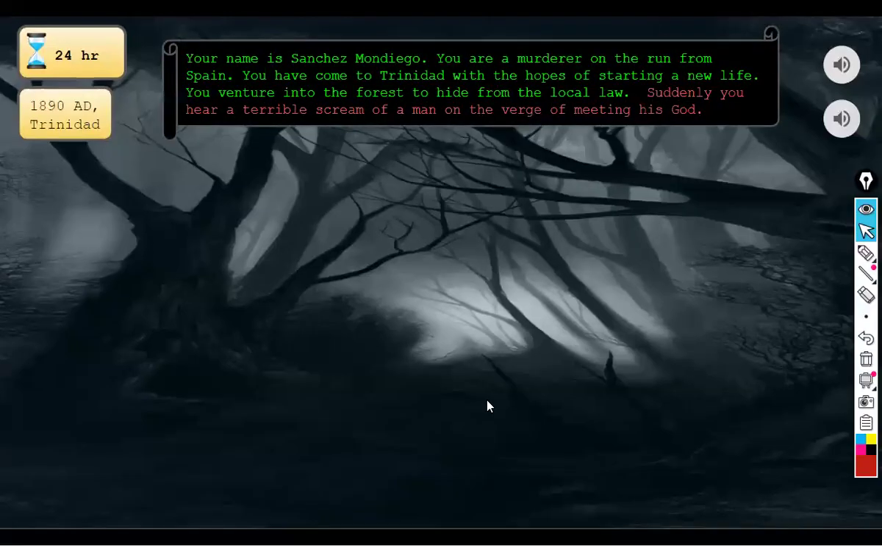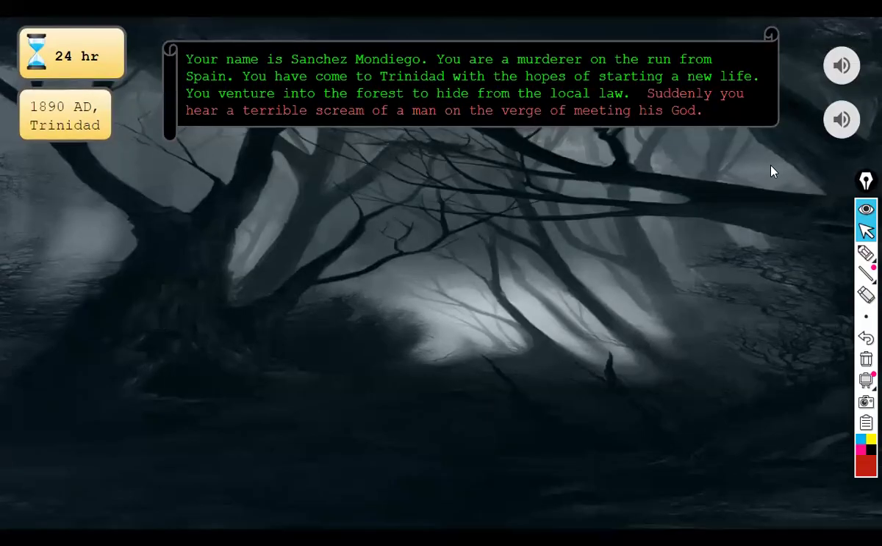Your name is Sanchez Mondego, for whatever reason. You are a murderer on the run from Spain. You have come to Trinidad with the hopes of starting a new life. You venture into the forest to hide from the local law. Suddenly, you hear a terrible scream of a man on the verge of meeting his God.